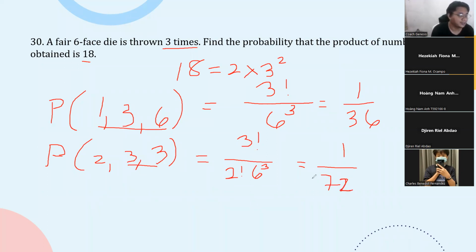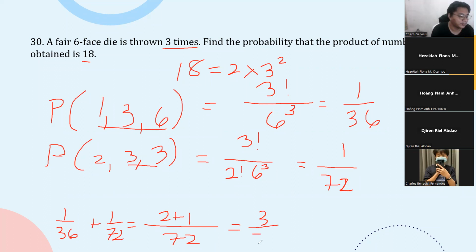So if you add the two, you will have 72. Wait, I'm just gonna write it here. 1 over 36 plus 1 over 72. That is equal to 2 plus 1 over 72. That is 3 over 72, or 1 over 24. So the answer for number 30 is 1 over 24.